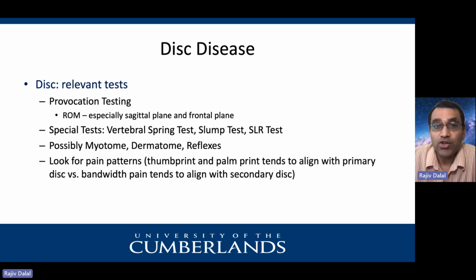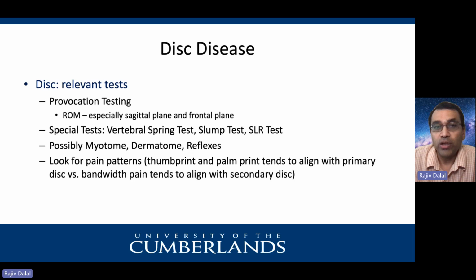We're going to do some provocation testing. So that's really going to be based off of our range of motion. And we're really looking at straight plane range of motion. So primarily the sagittal plane and the frontal plane. The discs of the lumbar region play a primary role in resisting movement or controlling movement in those two planes, especially the sagittal plane. Some of the special tests that we potentially would use is the vertebral spring test, as well as the slump test and the straight leg raise test. I'll talk a little bit more about the straight leg raise test in just a moment.